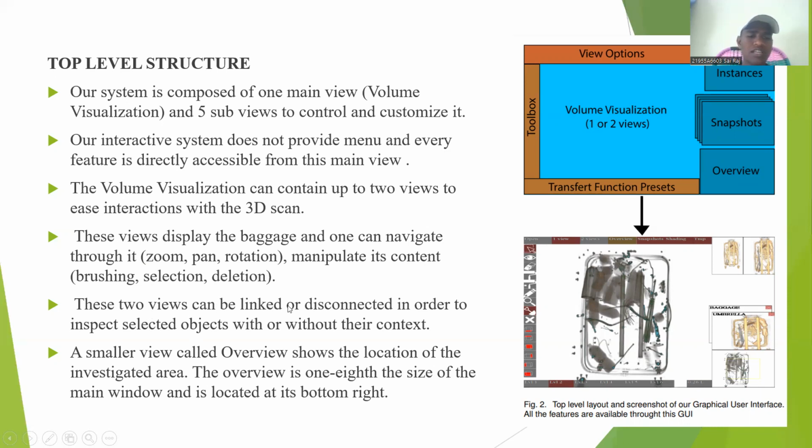These two views can be linked or disconnected in order to inspect selected objects with or without their content. A smaller view called overview shows the location of the investigated area. The overview is 1/8 the size of the main window and is located at its bottom right.